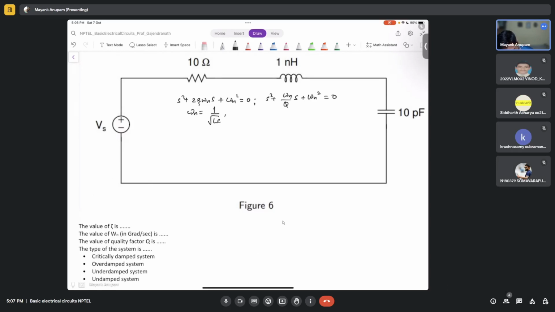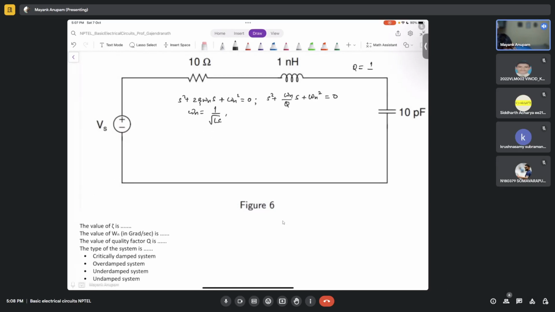Q is equal to 1 upon 2 zeta. Is it correct or not? Yes, 1 divided by 2 zeta. So this is right, right? Yeah, so this is also right in that case. It's omega n upon Q.